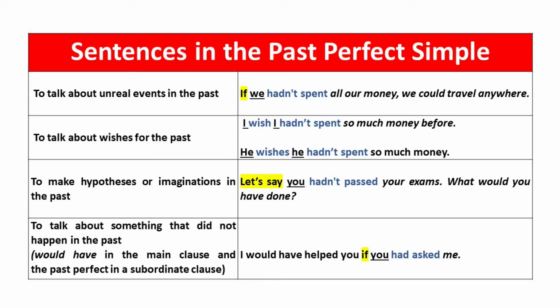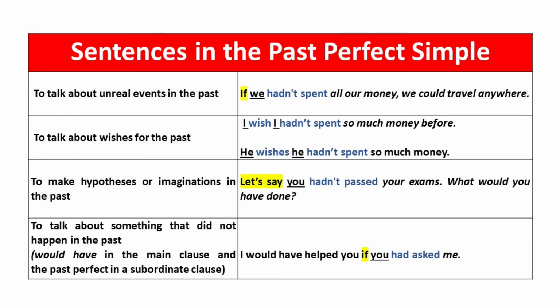To talk about unreal events in the past, we have this example. If we hadn't spent all our money, we could travel anywhere. What makes this unreal is that we have spent all our money, so we cannot travel anywhere. If is used to talk about unreal events in the past.